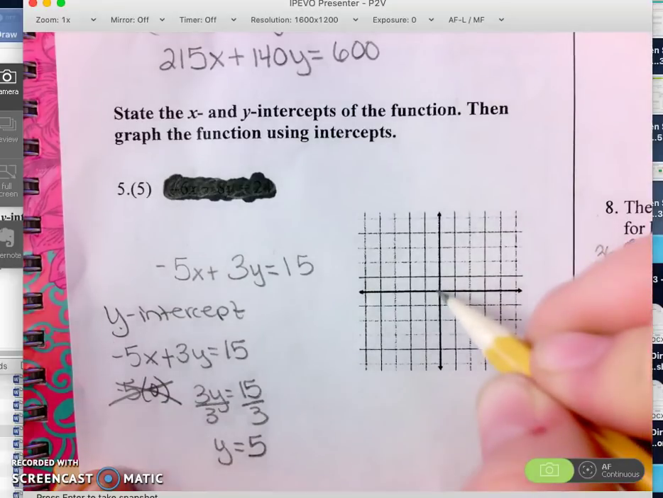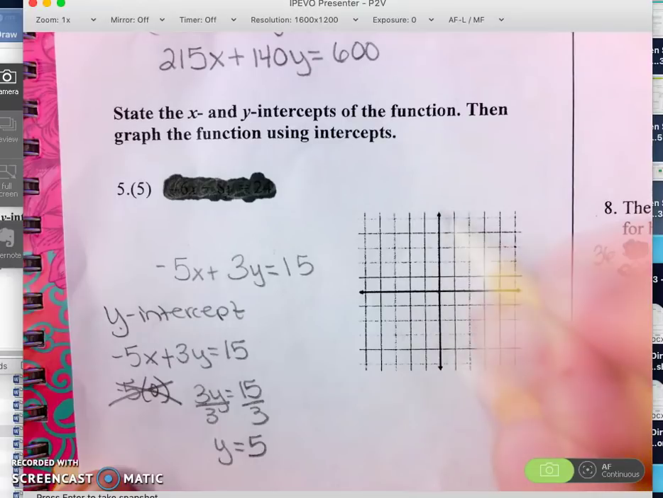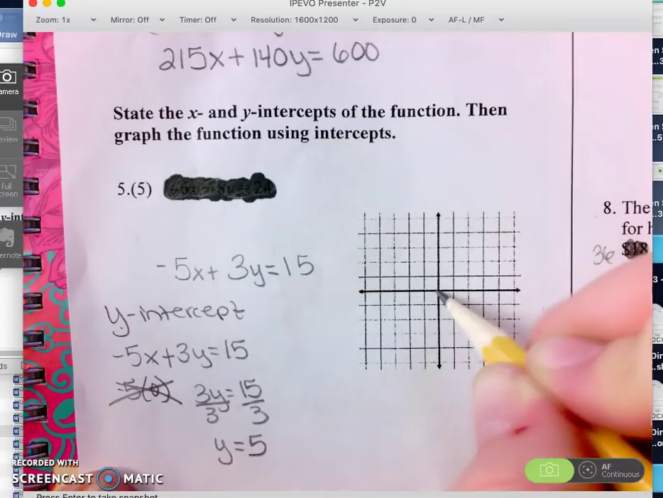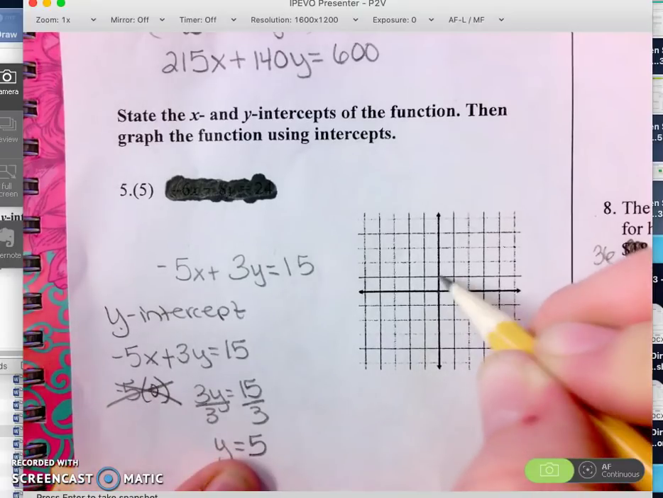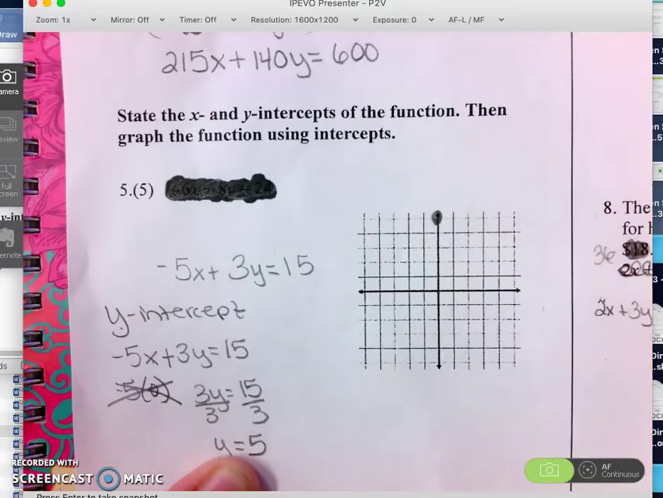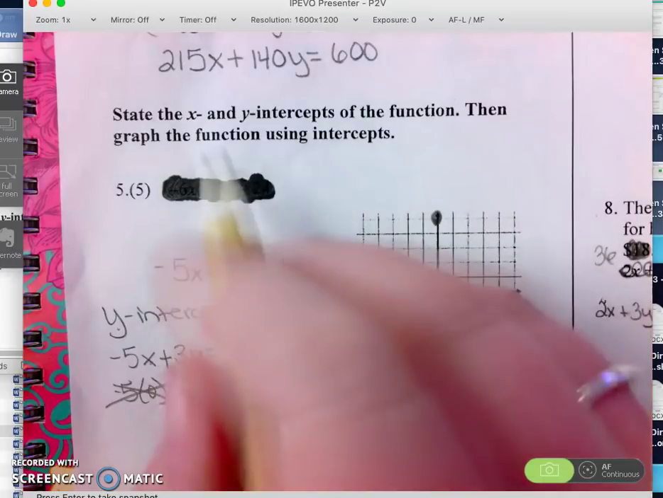So my y-intercept, I start at the origin where my 2 darker lines meet, or my y-axis meets my x-axis, the origin right here, I go up 5. 1, 2, 3, 4, 5. And I'm going to put a dot. I only need one more dot to make a line. So I'm going to find the x-intercept.